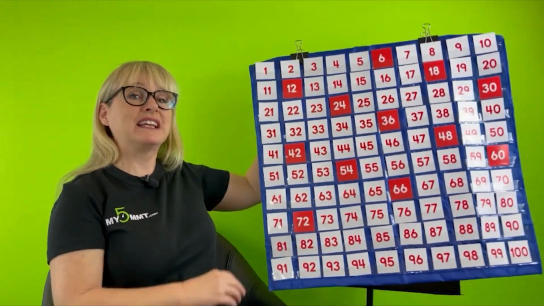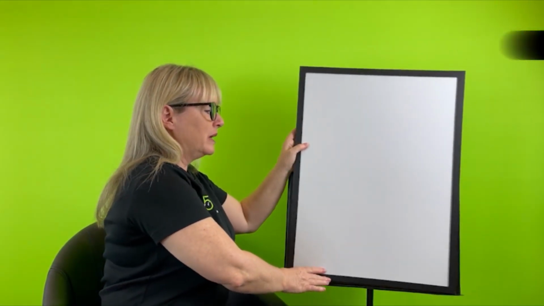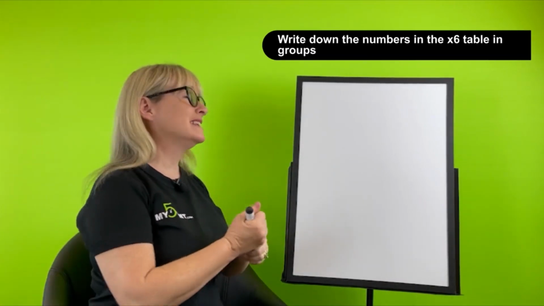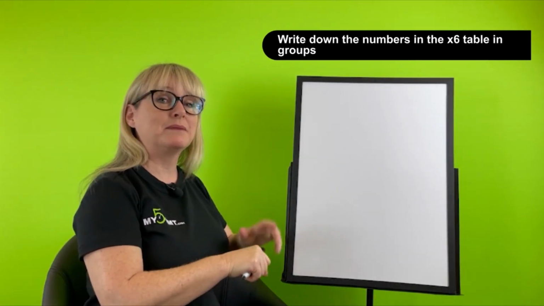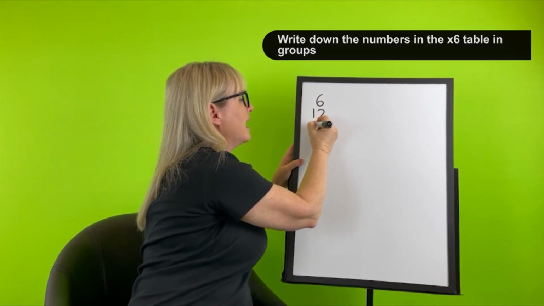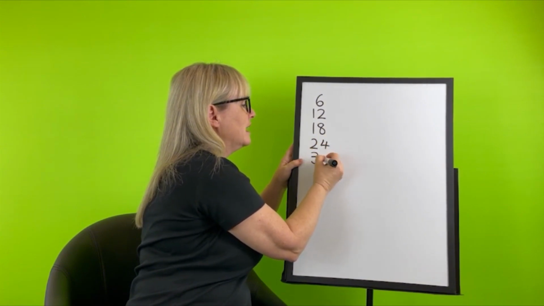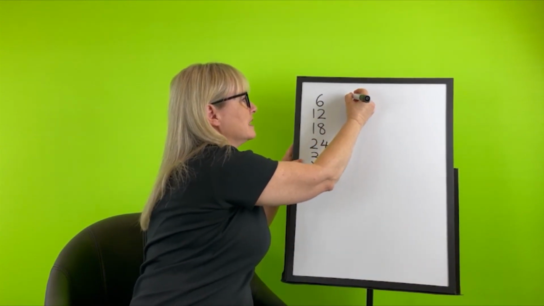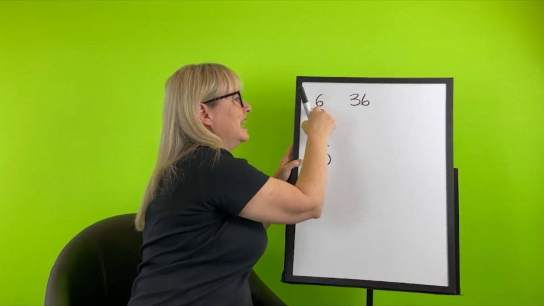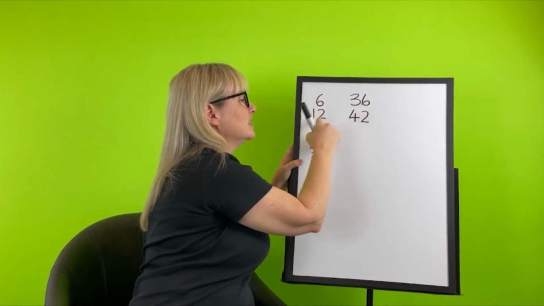Let's write down that skip count that we say in those groups to note that repeating pattern one more time. So we get some paper and we write down just the numbers in our skip count in groups. 6, 12, 18, 24, 30. And then we're going to put 36 here because it's finishing in a 6. And then 42 finishes in a 2.